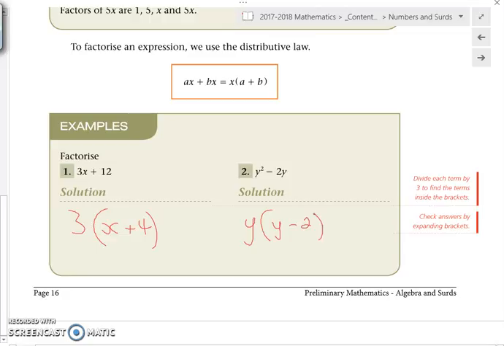It says check your answers by expanding brackets. It also says there on the first question, divide each term by 3 to find the terms inside the bracket. That's basically what we've done by saying, okay, I pull a 3 out, what have I got left? You're dividing x by 3 and you get just x. You divide 12 by 3 and you get 4. Cool? So they're not too bad.